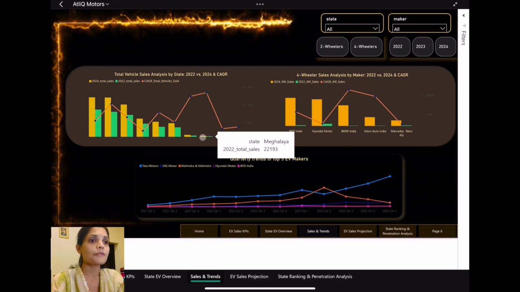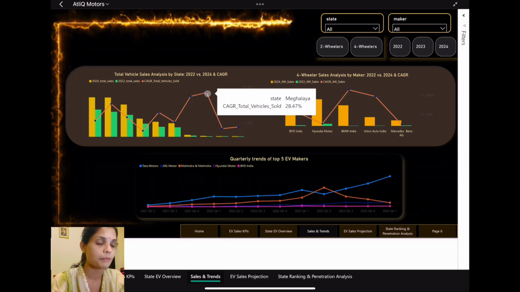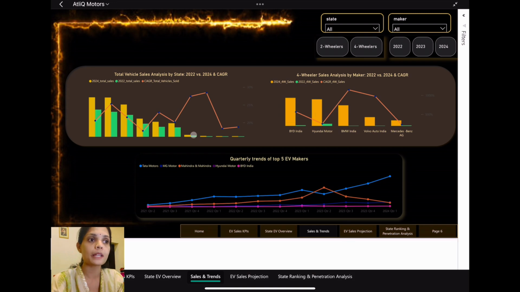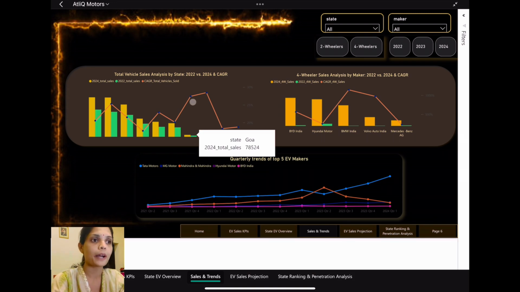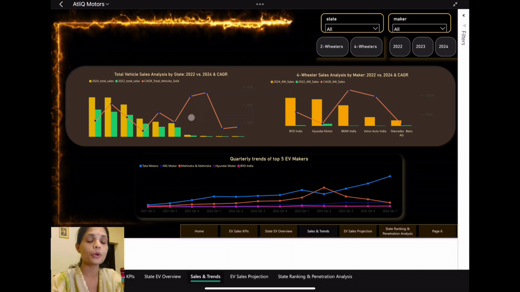Meghalaya and Goa are the fastest growing states. Meghalaya sales grew from 22,193 units to 36,622 units in 2024, with a growth rate of 28.47%. Goa sales also increased from 48,472 to 78,524, growing at 27.41%. Even though these states have smaller sales numbers, they are growing quickly, which could be a great opportunity for Atliq Motors to enter and expand in these markets.